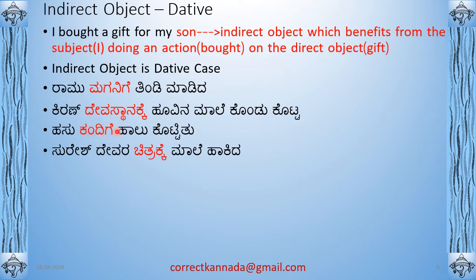So kandige, the calf, will be in chaturthi vibhakti. Okay, hasu kandige halu kottito. The cow gave milk to its calf. So in English you will have the word 'to', and therefore it's a dative case. So this is a way, like a formula, to just remember that indirect objects will always be in chaturthi vibhakti.